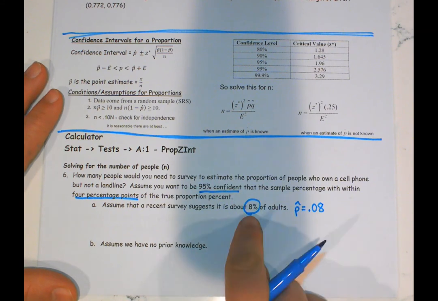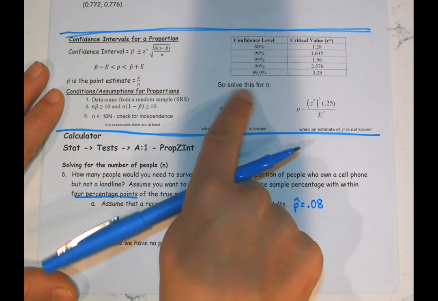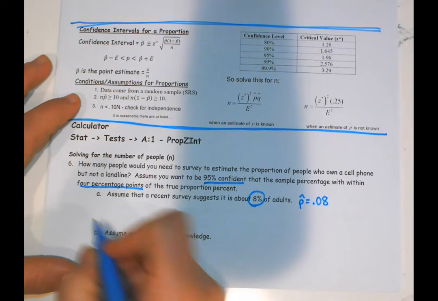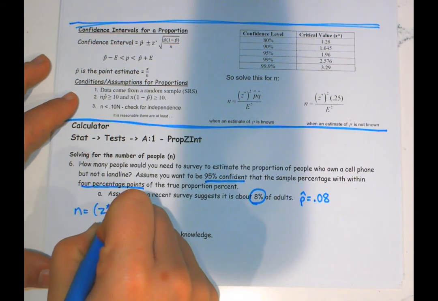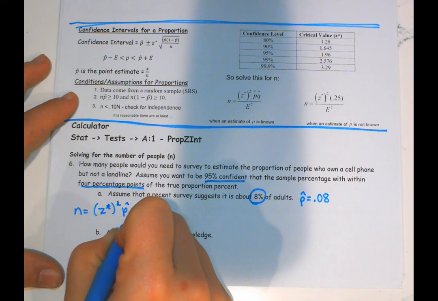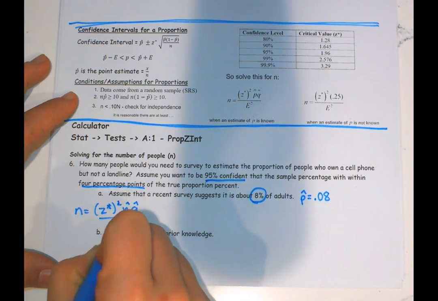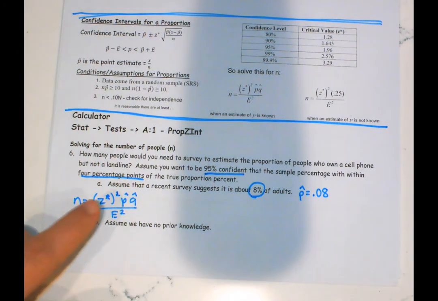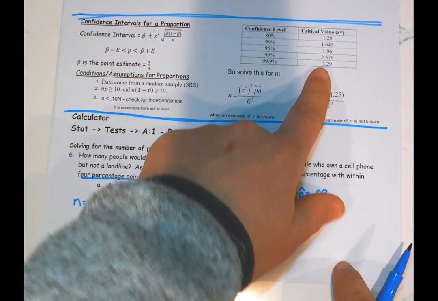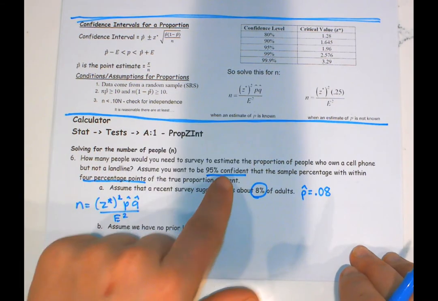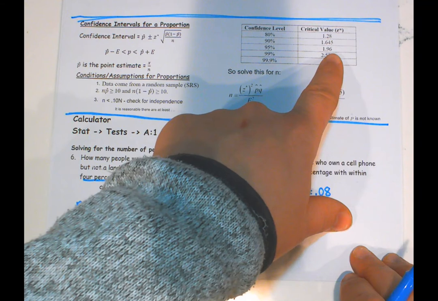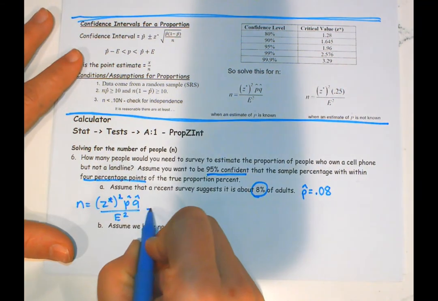So because p hat is known, I'm going to go ahead and use this formula here. So n equals z star squared times p hat times q hat over e squared. So z is just our critical value based on whatever confidence level we want. So since I want to be 95% confident, I'm going to use the critical value 1.96.